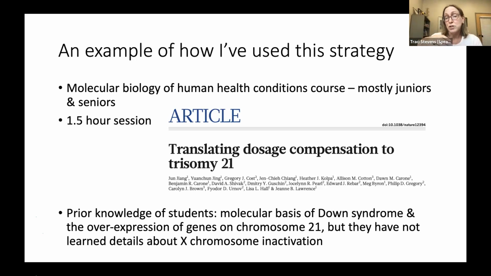This is an upper level class, so students do have some knowledge of some topics ahead of time. When I introduce this paper, we've already talked about trisomy 21, Down syndrome. We've already talked about how genes get overexpressed when there are 3 copies of them, but they know nothing about X chromosome inactivation.